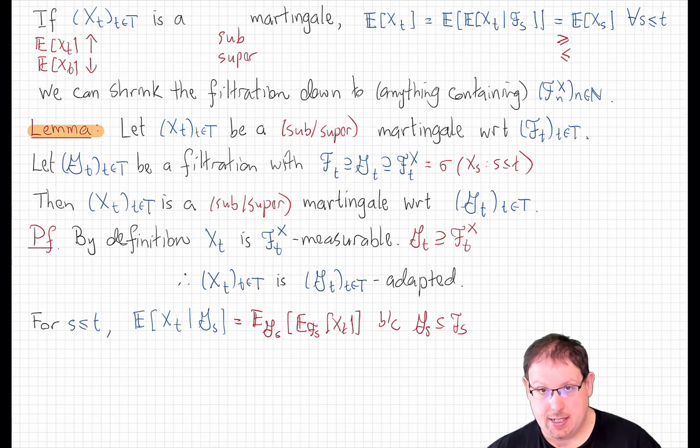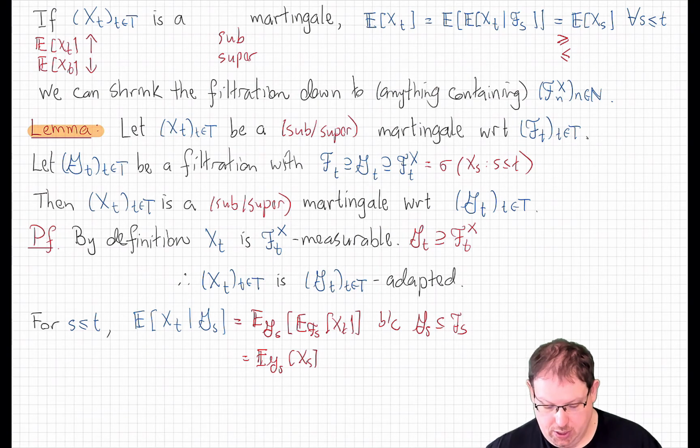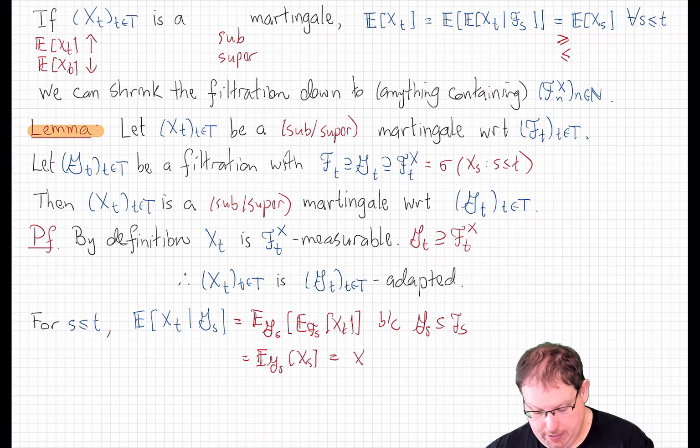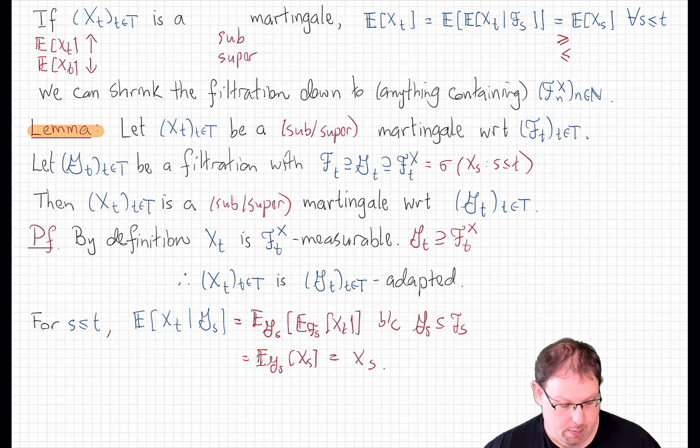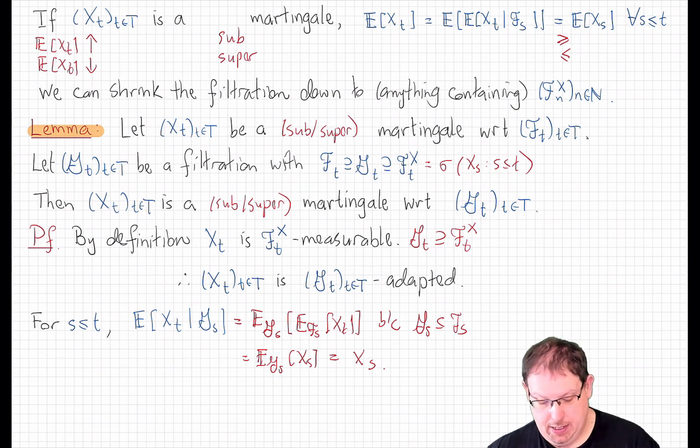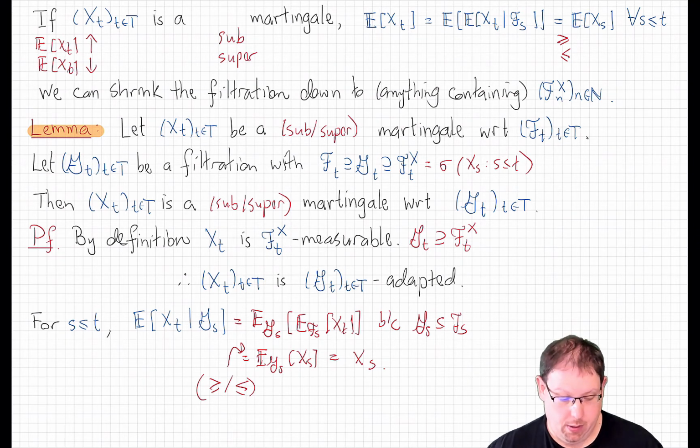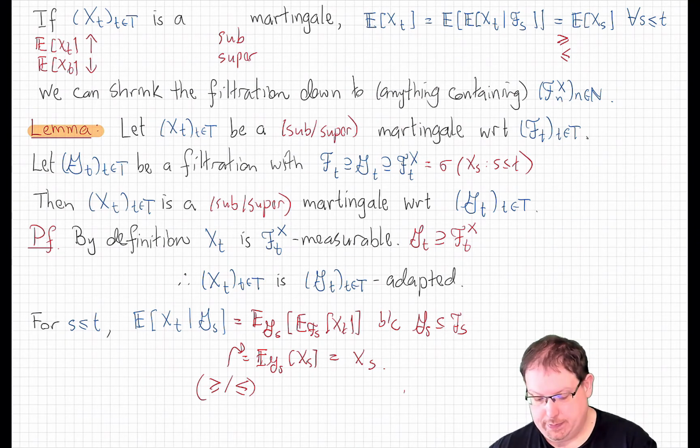But xt is a martingale with respect to Fs, which means that this is just xs. And so this is the conditional expectation of xs given Gs. But xs is Gs measurable as we justified above, and so that's just xs, which gives us the Martingale property. And in the sub or super martingale cases, that equality there is exchanged for the appropriate inequality, which will give us the result as well.